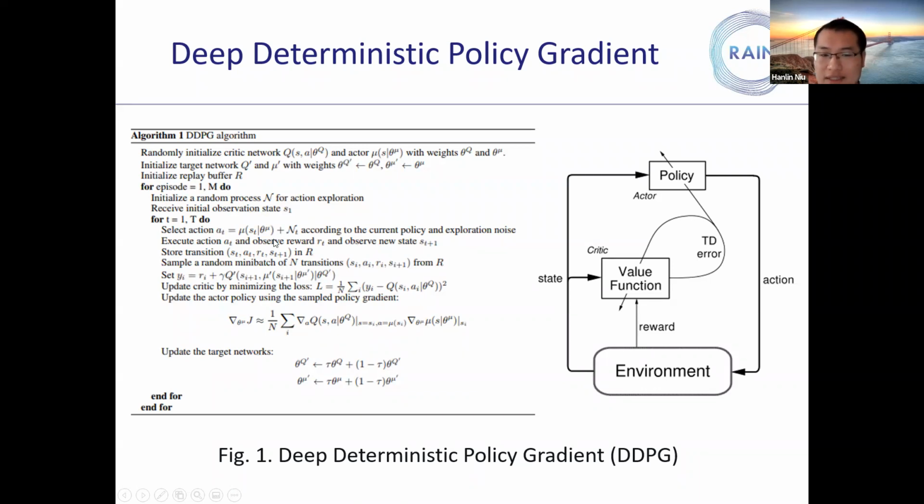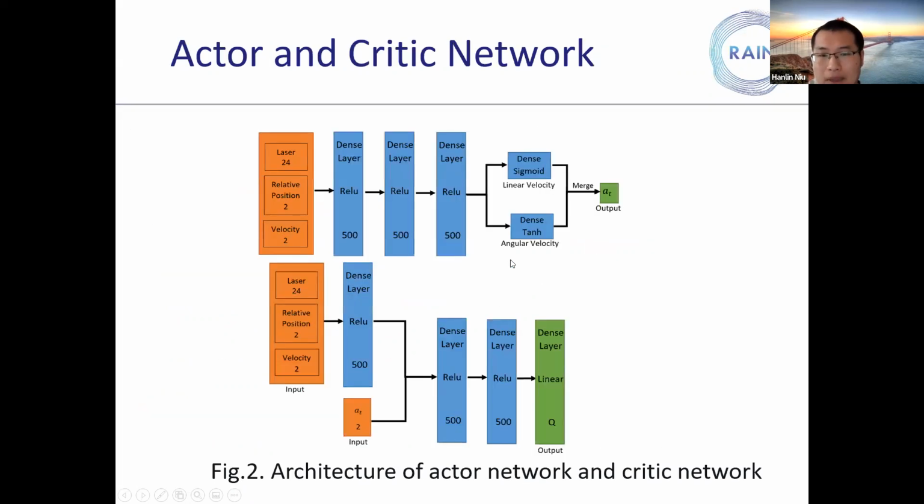We put all of these transition data into the replay buffer, and then we sample a mini batch of transitions from this experience replay buffer. Then we use these two equations to update the actor network and also the critic network. And correspondingly, we update their target networks. And this is the neural networks we used for the actor network and also the critic network.